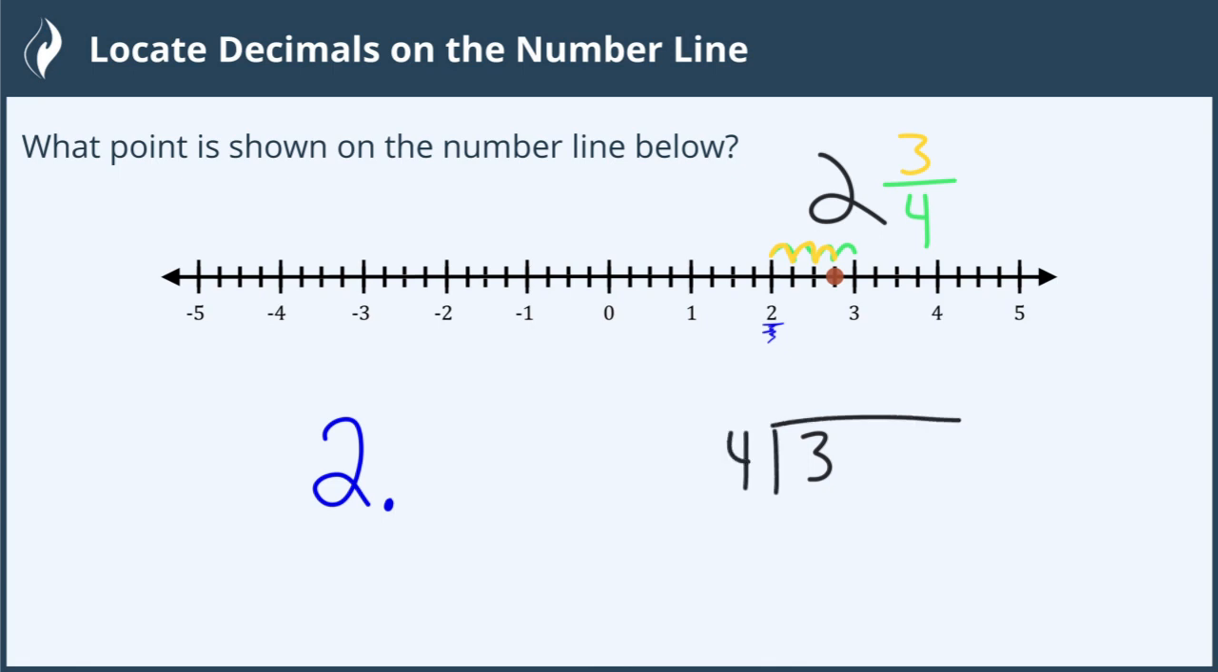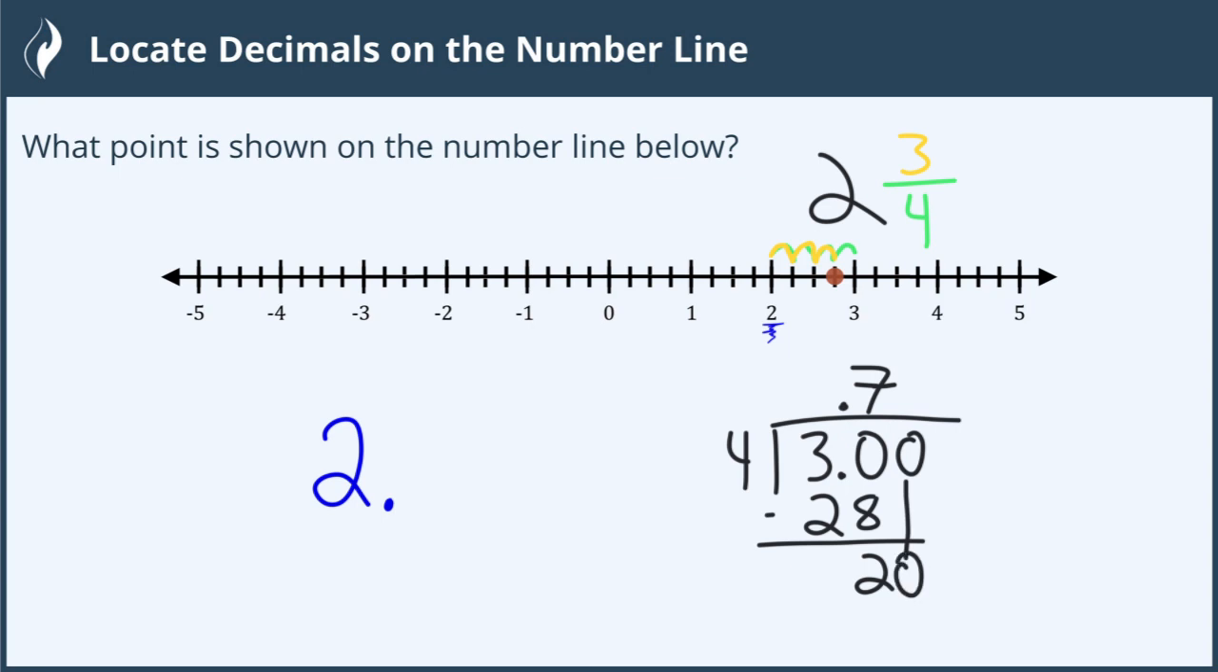4 doesn't go directly into 3, so I put a decimal and a 0. I can now say 4 goes into 30 7 times. And notice I write the 7 up top, and I go ahead and put the decimal above the other decimal. 7 times 4 is 28. I subtract, and I get a 2. Then I add another 0 and carry it down.